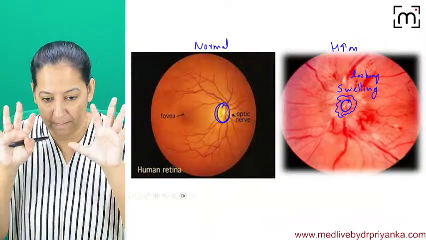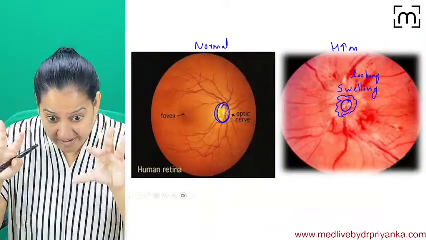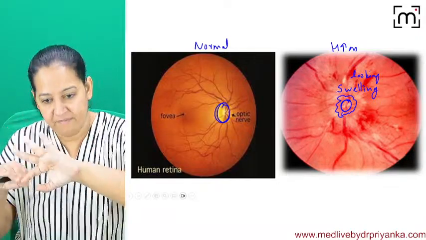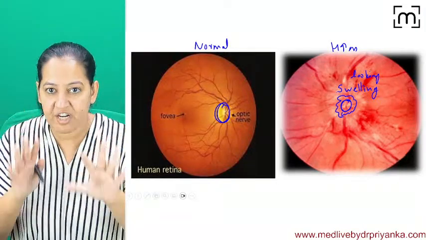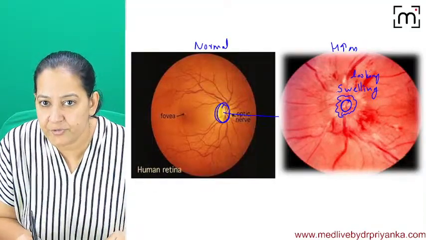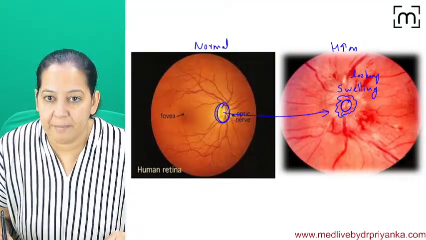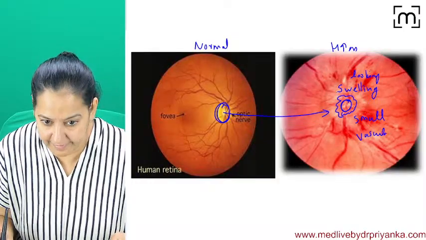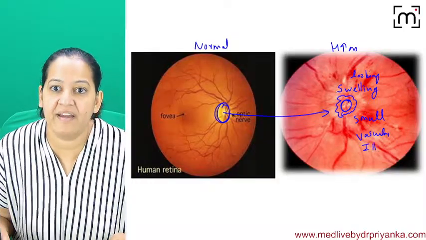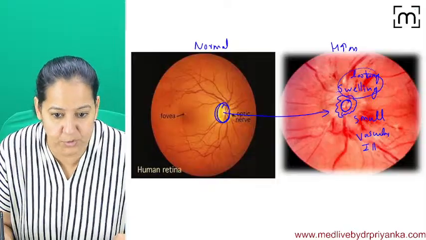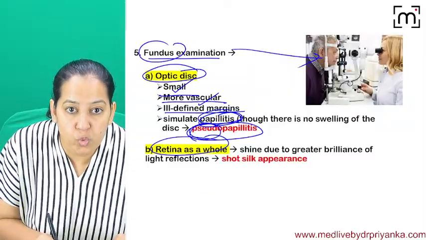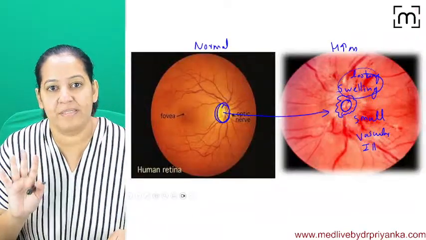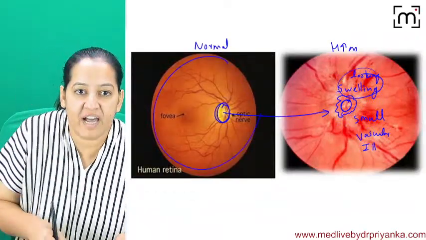So compare the fundus, normal versus hypermetropia. Comment on the optic disc. Then we will comment on the retina as a whole later on. First, comment on the optic disc. See, the optic disc is relatively small. It is looking more vascular. It has an ill-defined margin and it looks swollen, but it is actually not swollen. So it is known as pseudopapillitis. It looked like papillitis, but actually it is not papillitis. So these are the comments on the optic disc. Now comment on the retina as a whole.